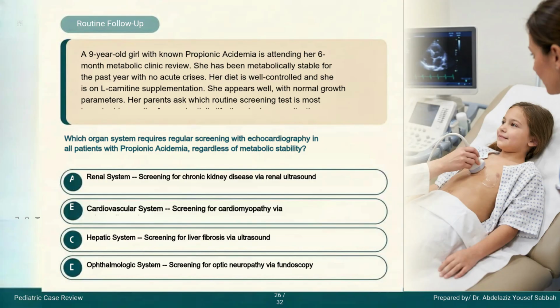Which organ system requires regular screening with echocardiography in all patients with propionic acidemia, regardless of metabolic stability? Option A. Renal system, screening for chronic kidney disease via renal ultrasound. Option B. Cardiovascular system, screening for cardiomyopathy via echocardiography. Option C. Hepatic system, screening for liver fibrosis via ultrasound. Option D. Ophthalmologic system, screening for optic neuropathy via fundoscopy.